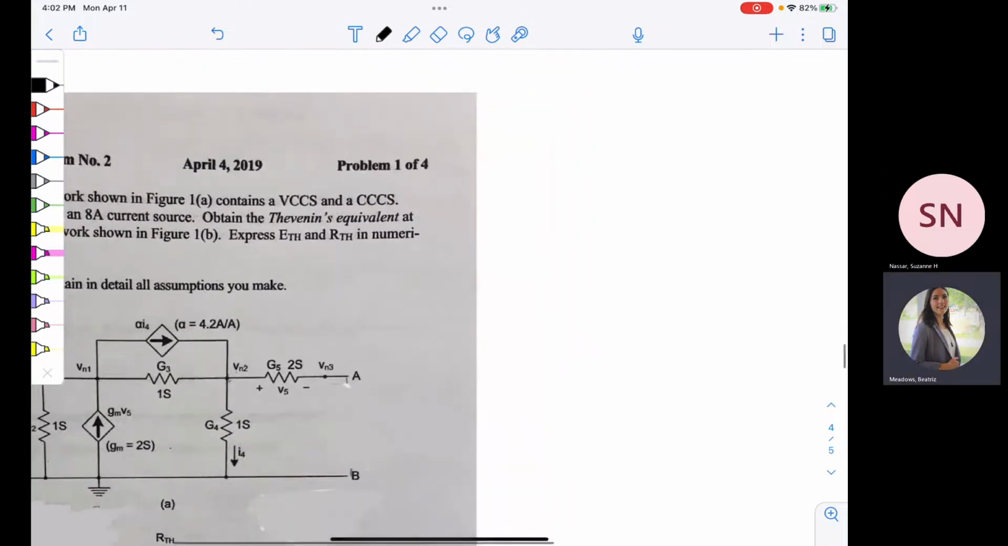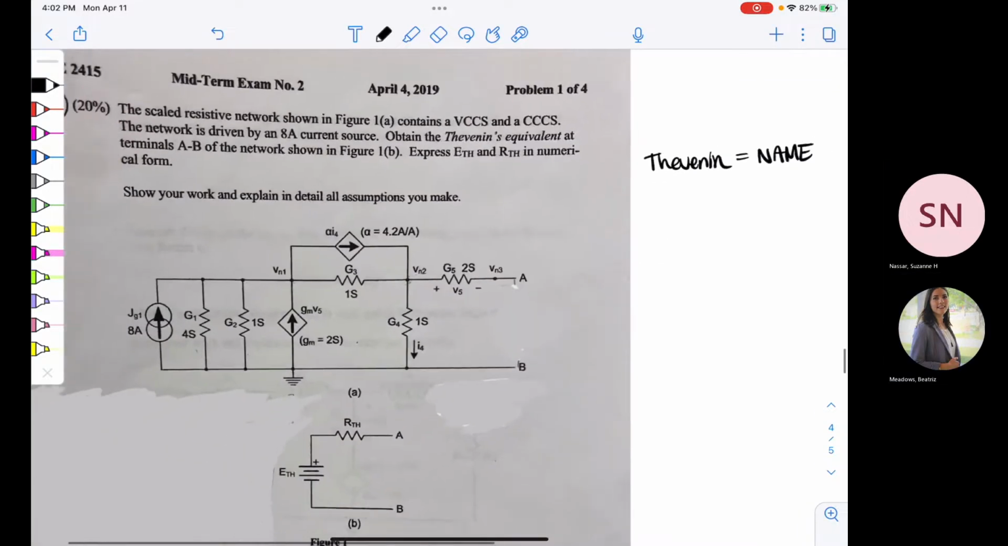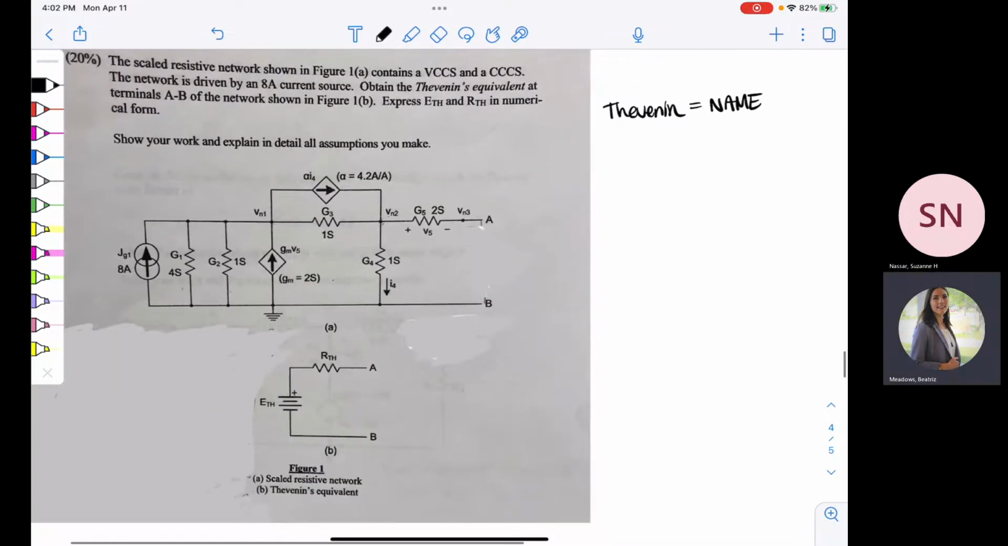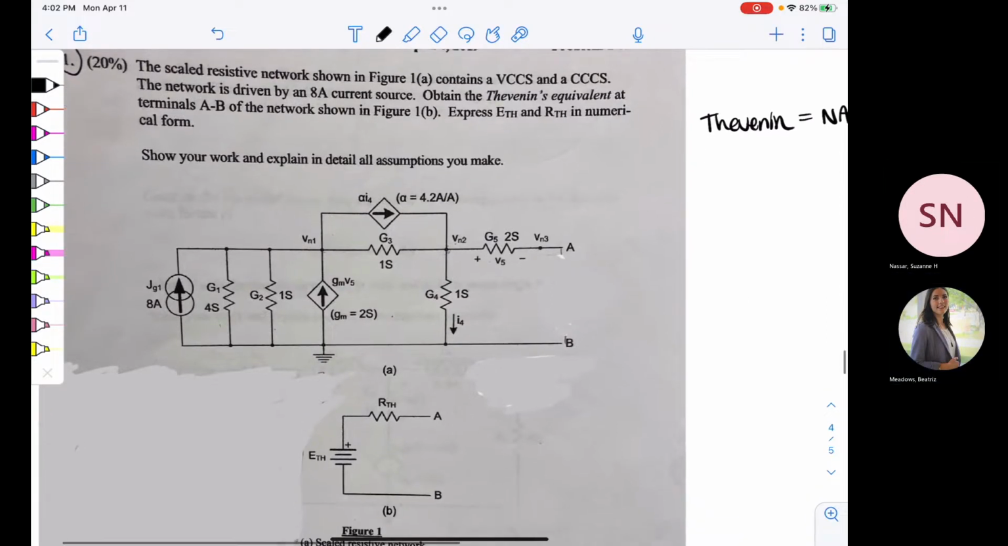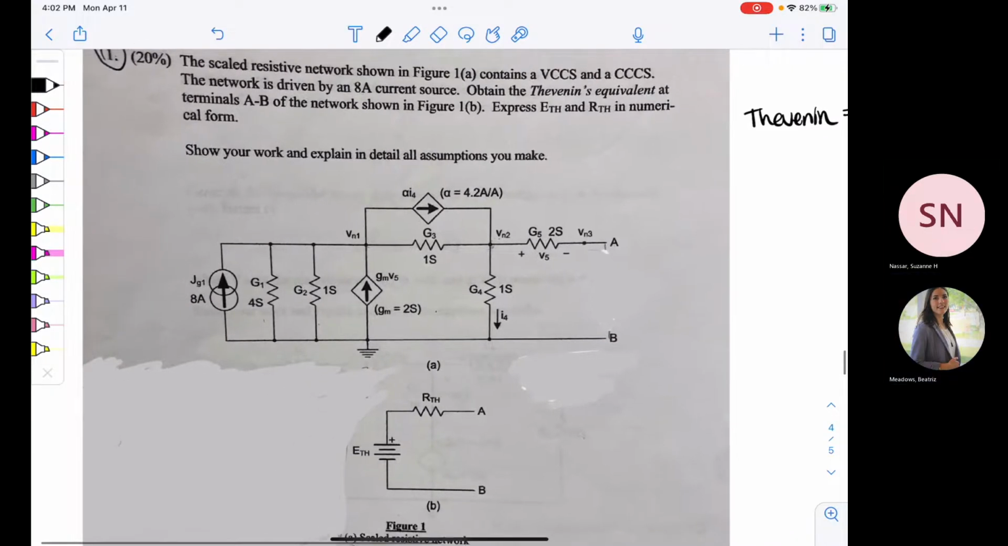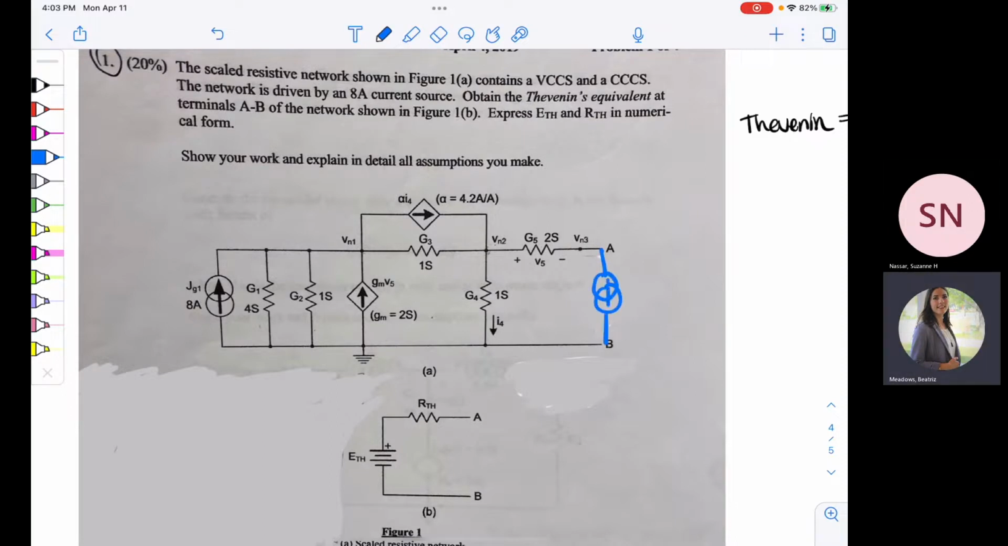Right. So like we said before, what does Thevenin equivalent give us? Exactly. So, I'll give you guys a second to look at that problem, kind of get thinking. So, like we did before, we're gonna have to add that imaginary source, right? And we wanted a current source because we're doing nodal. So I'll just call it J naught.